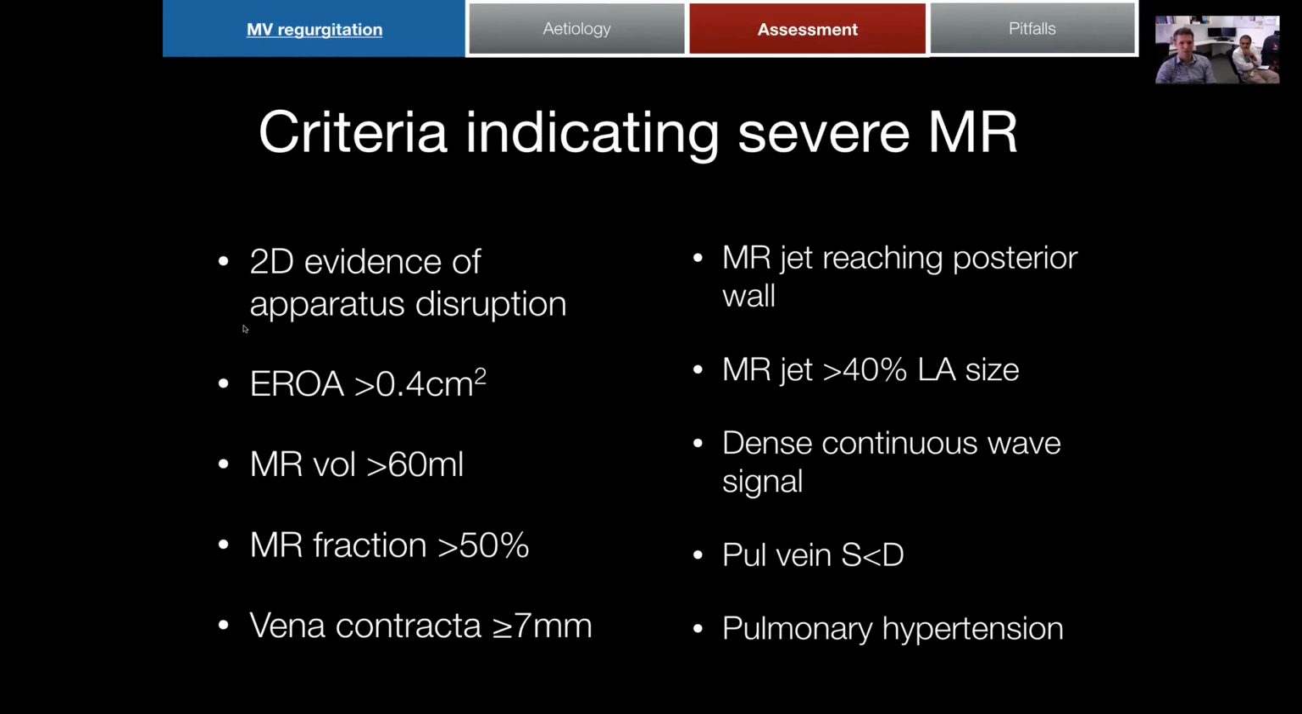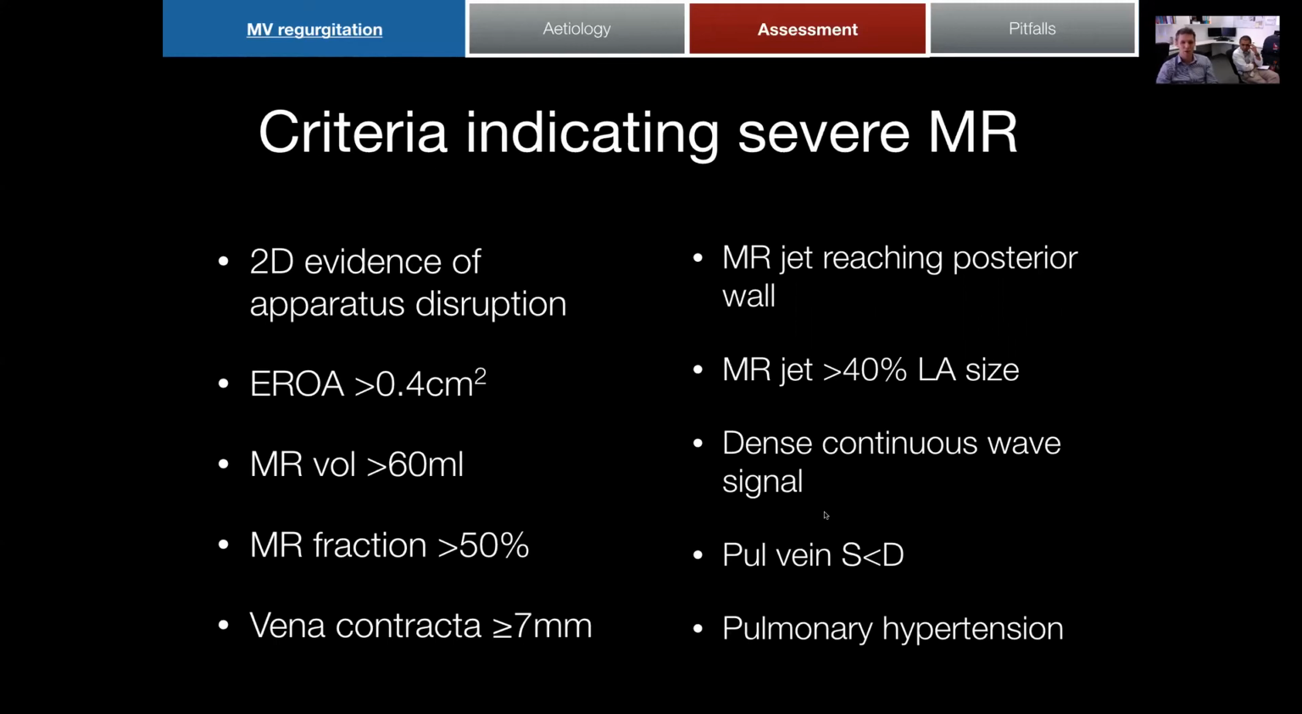Okay, so these are the criteria that are suggesting severe MR. So 2D evidence of the apparatus is not quite right, or you don't have a decent coaptation point. An estimated regurgitant orifice area of 0.4, but again, I don't do a lot of quantification on that. That's the same with the MR volume and the MR fraction. Vena contracta greater than 7. The mitral regurg color Doppler reaching the posterior wall, or a jet size greater than 40, actually 60, of the left atrial size. And a dense continuous wave signal, with parabolic flow, and particularly then if it becomes asymmetrical, particularly with the cutoff sign.